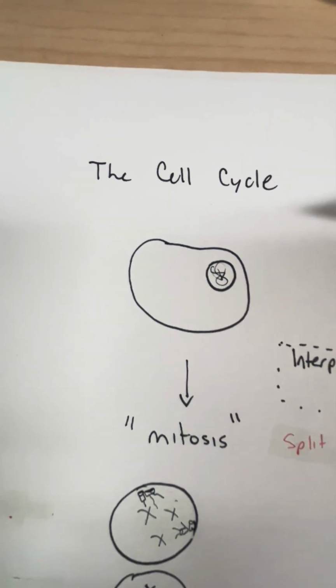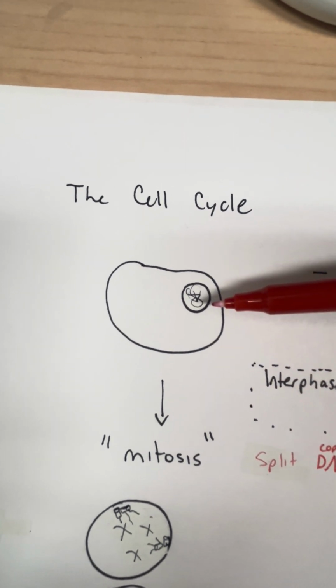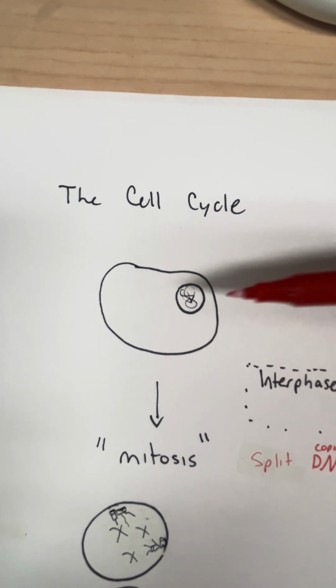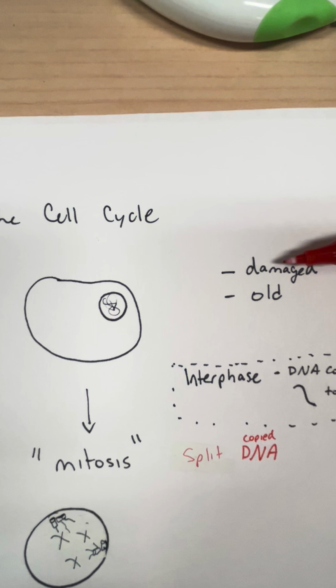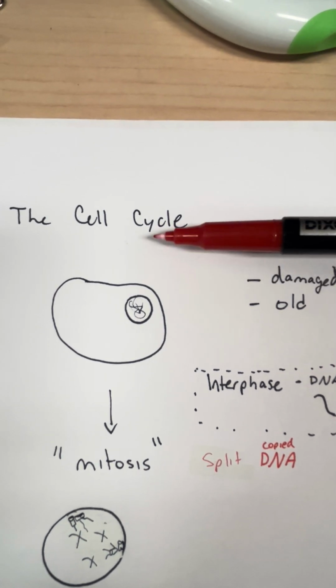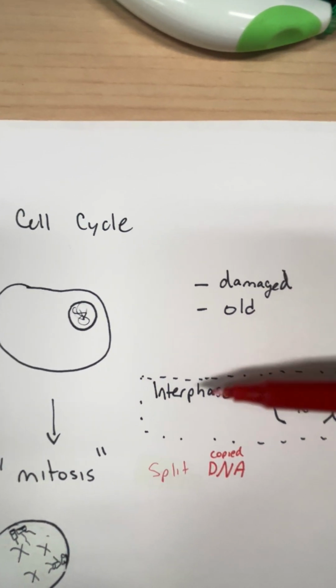The cell cycle is a process that looks at the life of a cell and how it can grow and duplicate its DNA to help make new cells. New cells are needed when cells get damaged or they get too old. The first phase of the cell cycle is called interphase.